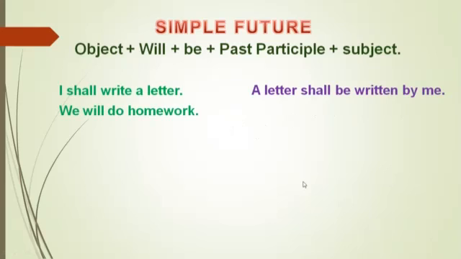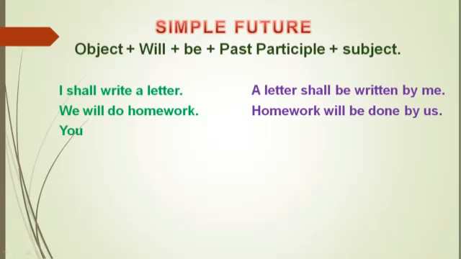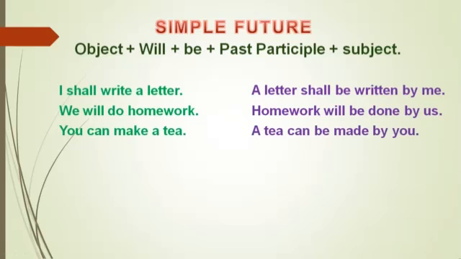Next, we will do homework. Now write the homework as a subject. Will remains the same. We have to add be next to the will. Then we becomes us. Homework will be done by us. Here the verbs should be changed to past participle, verb 3. You can make a tea. A tea can be made by you. Made is the third form, the past participle form of make.